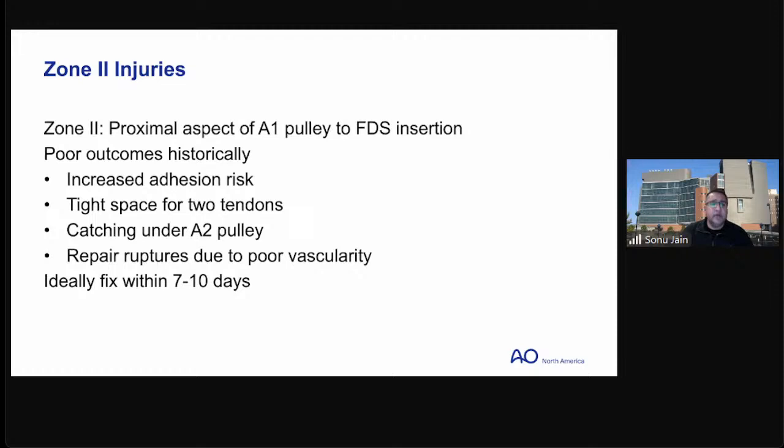So when we fix them, they get caught underneath the A2 pulley, and then the repairs rupture due to poor vascularity. So, again, we talked about preserving the vincula when you're doing these. Don't take them out. They're intact. They sometimes hold the tendon out the length, and you don't want to take them out trying to repair it. You're not doing yourself any favors. And you want to fix these fairly quickly, within a week, week and a half or so, to get that together.